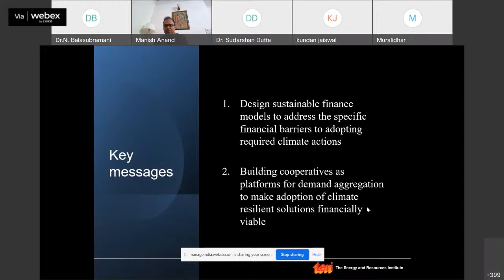And the provision of feed-in tariff and evacuation-based incentives also further incentivize the farmers to effectively utilize resources, making it a sustainably viable option. Second is forming cooperatives as platforms for demand aggregation. Since this project also involved establishing farmer cooperatives, this enabled demand aggregation and pooling of resources, which enabled farmers to collectively access and manage finance at better terms.